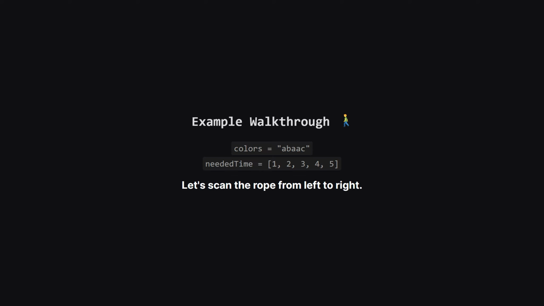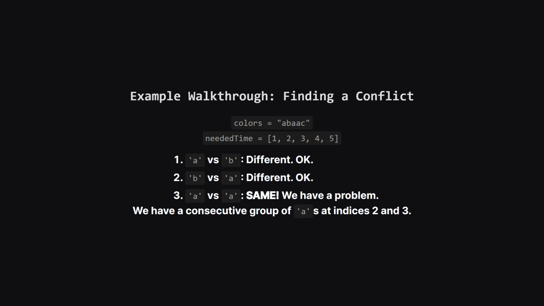Okay, let's walk through the example from the problem description. We have the colors A, B, A, C, and the needed times 1, 2, 3, 4, and 5. We'll just start at the beginning of the rope and check each pair of adjacent balloons. The first balloon is A, and the second is B. They're different, so we're good. The second balloon B and the third A are also different, still good.